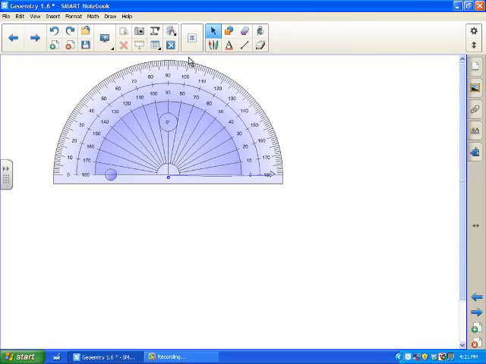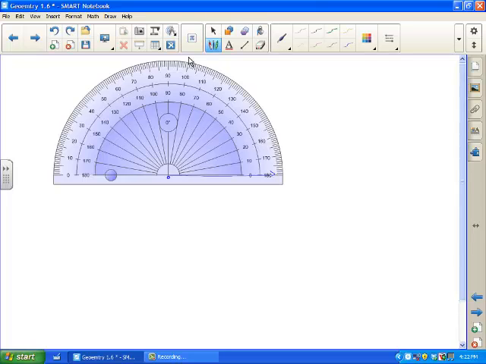Line up the end point of your ray with the 0 line on the protractor, just like we did when we were measuring angles. This is going to be the vertex of your angle. Next, turn the protractor so the ray on your paper is in line with the horizontal line at the bottom of the protractor. Again, just like when we were measuring.